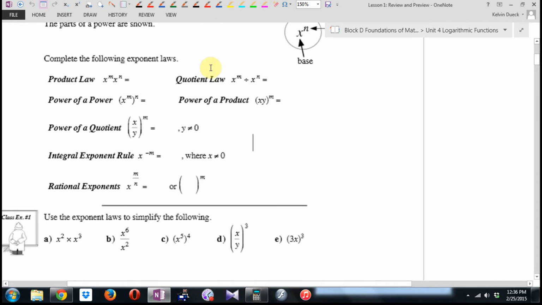But we have to review some of our exponent rules. What are the exponent rules? What's the product rule when you're multiplying x to the 5th times x to the 9th? What's the answer? X to the what? 14th. So where it says x to the m times x to the n, you can write x to the m plus n. It says add the exponents, right?